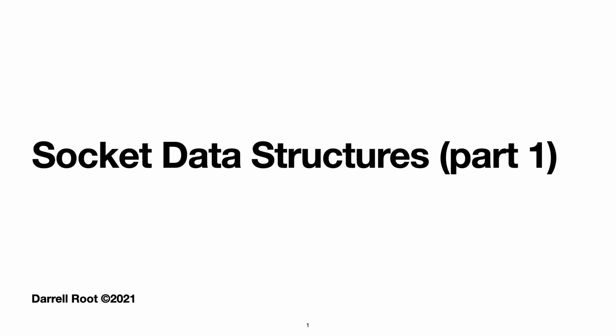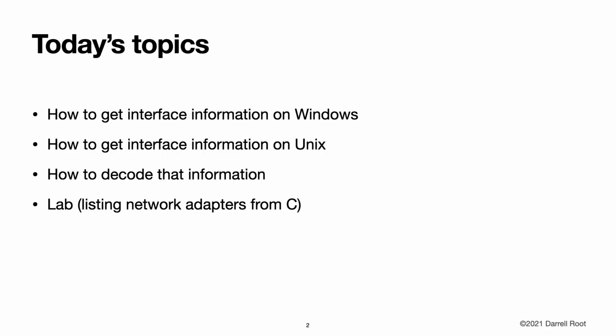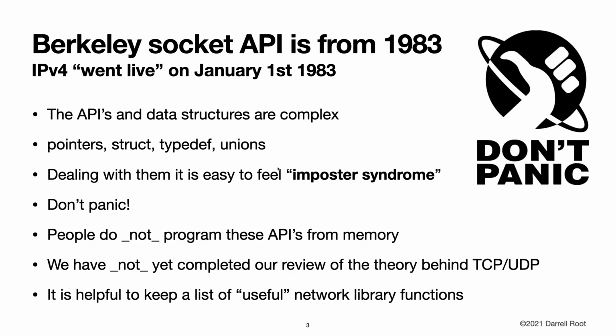Today we're going to talk about socket data structures. We're going to talk about how to get interface information on Windows, how to get interface information on Unix, how to decode that information, and then we're going to go into our lab listing network adapters from C, which is in Chapter 1 of our book.